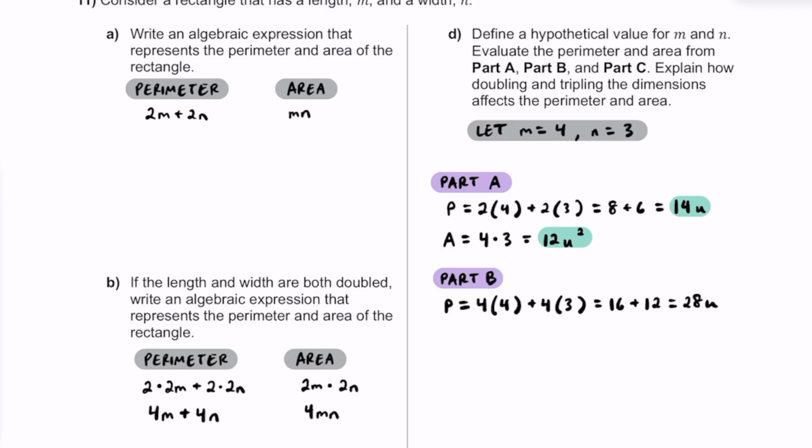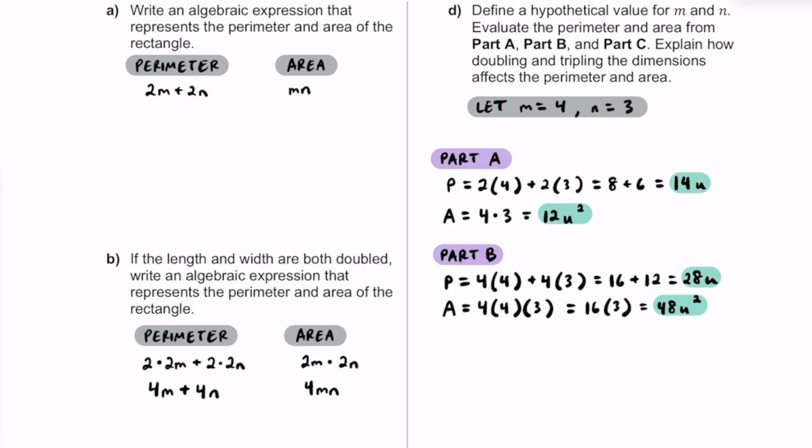Okay, now what about the area? Well, the area we said was going to be 4mn, so 4 times m is going to be 4, and n is going to be 3. So we do 4 times 4, that's going to be 16 times 3, and 16 times 3 is going to be 48 units squared. So when we doubled the length and the width, we can see here that we have a new perimeter of 28, and we have a new area of 48 units squared. Before we come up with any conclusions, let's do the same thing for part C now and evaluate the area and perimeter.